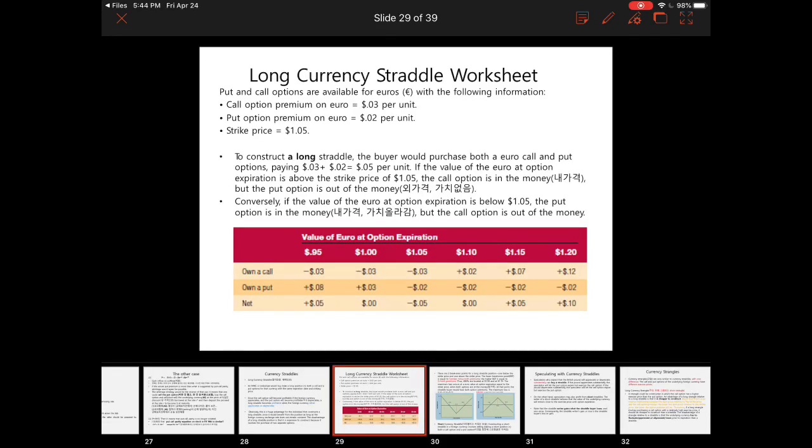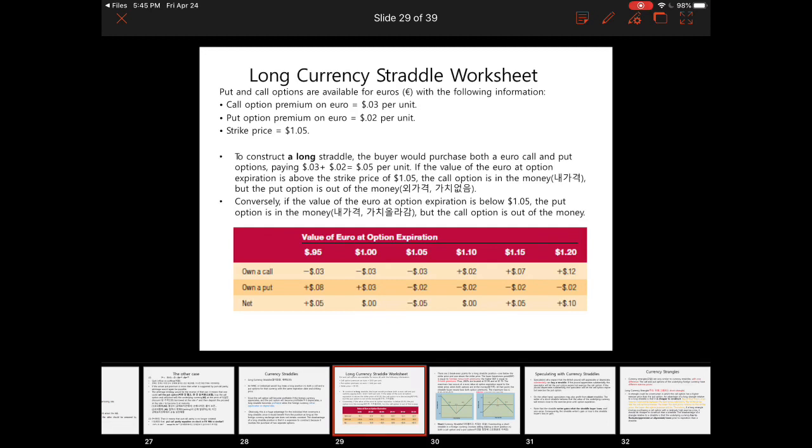Let me start today's lecture on this straddle, currency straddle. Actually, I think I already went over the basic concept of this currency straddle in last week's class. But from here, let me follow the contents from your textbook, right?